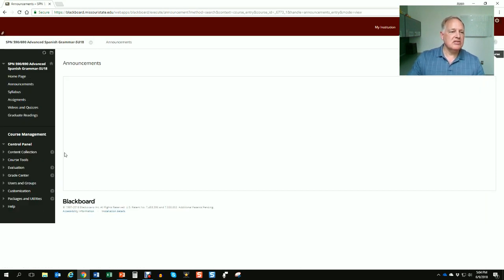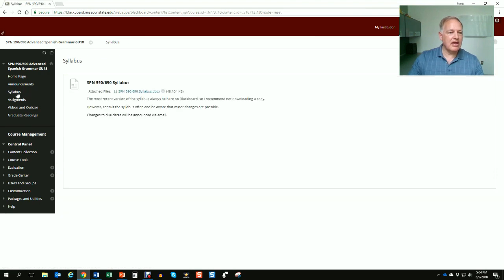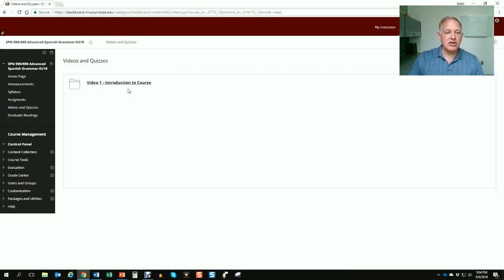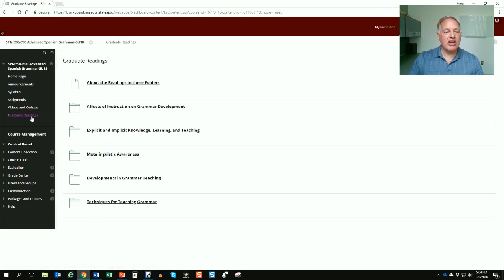590/690, and you can see those tabs over here. So we've got a syllabus tab. The assignments will all be here in order, theoretically. The videos that are going to be delivered will be in different folders here. Not all the content is up. And that graduate readings tab for the graduate students, each of these folders, here's some instructions, and each of these folders will have a number of readings.